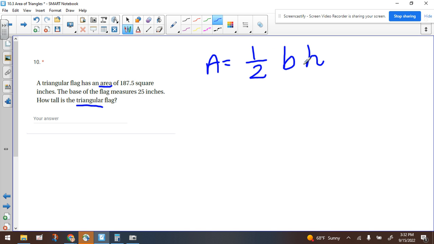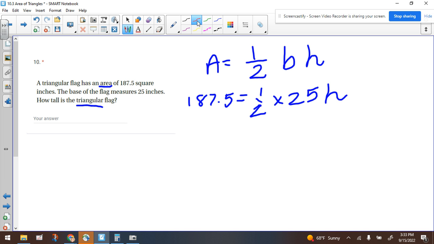So the next step is to substitute in the values that are known, and you have to know what letter to put each underneath. Since they're telling you it's the area, this value goes underneath the A. So that, again, is 187 and 5 tenths. We'll bring down the constant, which is a half. Now they tell you that the base of the flag measures 25, so underneath the B, we're going to put that number 25. What we don't know is the height. How tall is the triangular flag? That's the same thing as asking the height of it. So we'll bring down that variable h because that's what we're looking for.